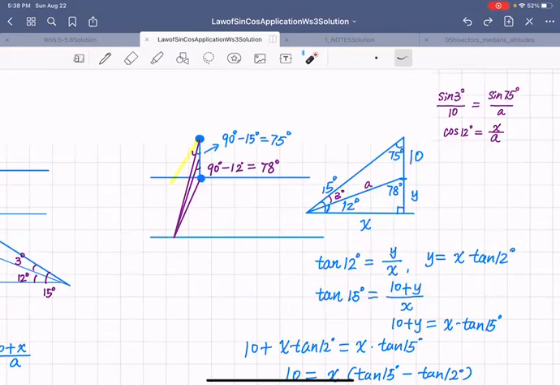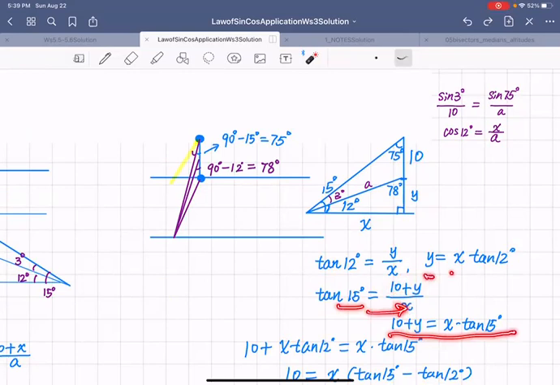So then, you need to tell me. I don't know if you understand or not. Did I answer your question, yes or no? Tangent 15 is 10 plus y. This 10, this is y. Tangent 15 is 10 plus y over x. So 10 plus y equals tangent 15 times x.